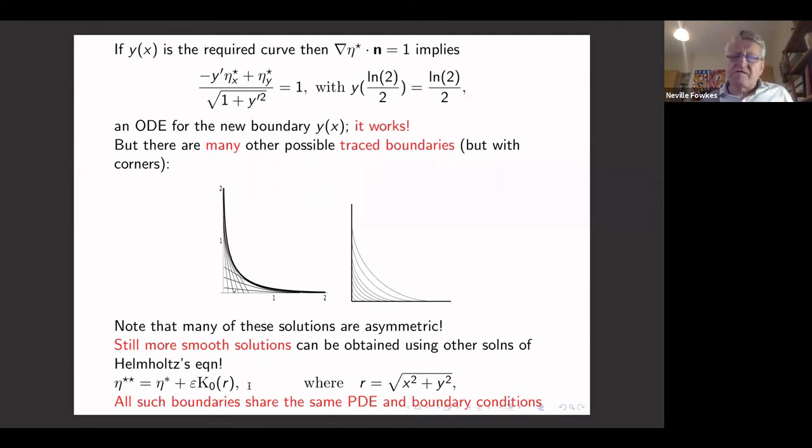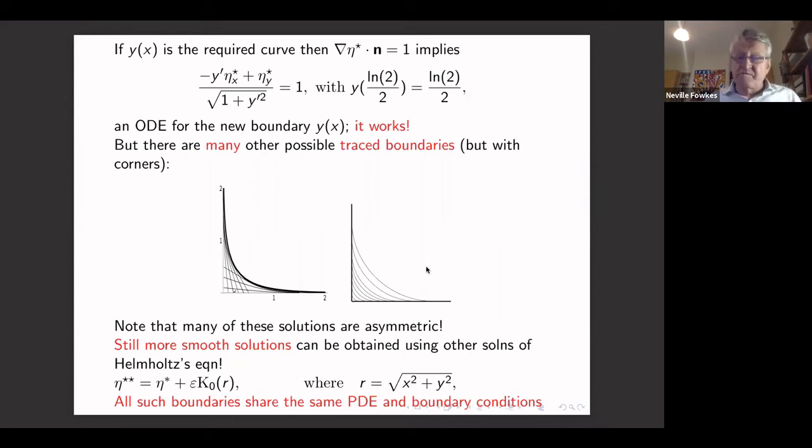However, if you're a bit clever, the Helmholtz equation is linear, so you can add in a solution to the Helmholtz equation with a singularity at the origin, and in this way you can generate a whole bunch of roundings, if you like, about the corner. Now, I'll use this as a point to actually talk about the general theory.